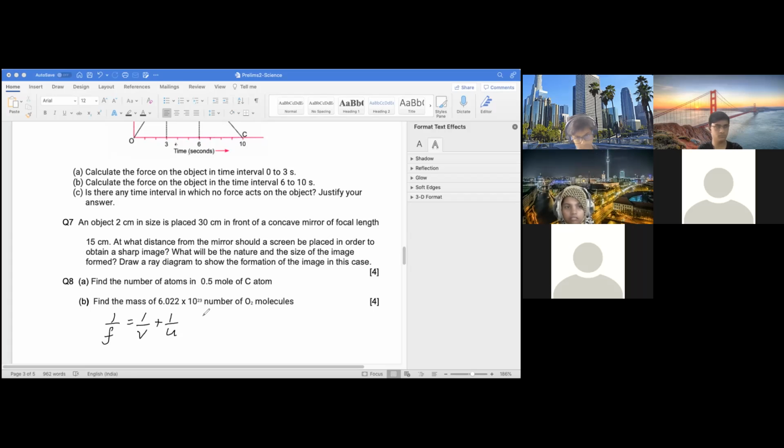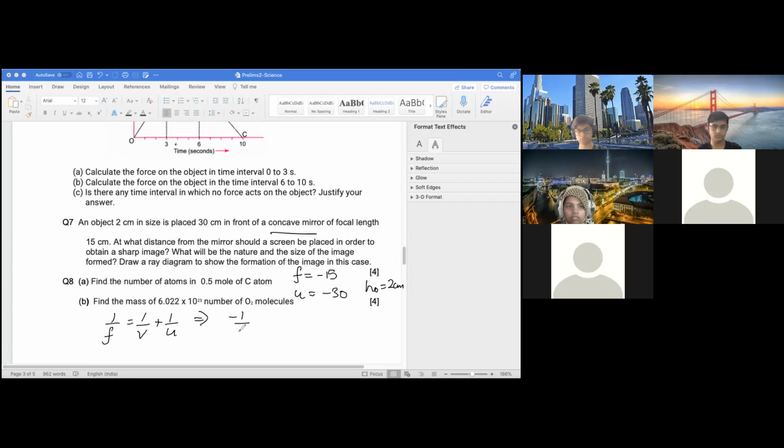Okay, F is given and it is what? Concave mirror. Concave mirror में F is negative. So F is equal to minus 15. U is equal to minus 30. And HO is given, height of object. Okay, so HO is equal to 2 centimeter upwards ऊपर की तरफ. So let us find using this formula.